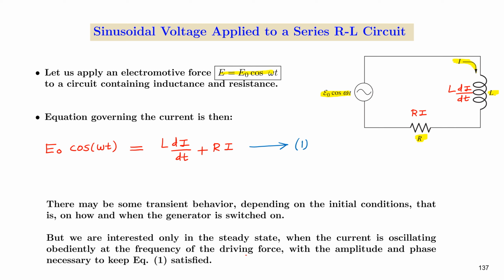As we switch on the circuit to apply the voltage E0 cos omega t, there will be some transient behavior depending on the initial conditions. But the transients exist only for a short period of time. Since we have applied an oscillating EMF in the circuit, that will generate an oscillating current, and we want to know the nature of the voltage and the current when a steady state has been reached. We want to analyze whether the voltage and current are in phase or there exists any kind of a phase difference between the voltage and current when the steady state has been reached. So that is what we are going to analyze.